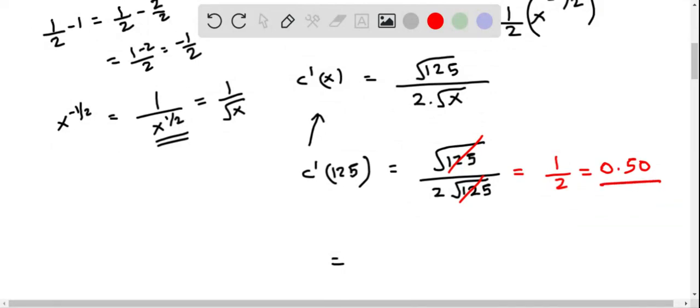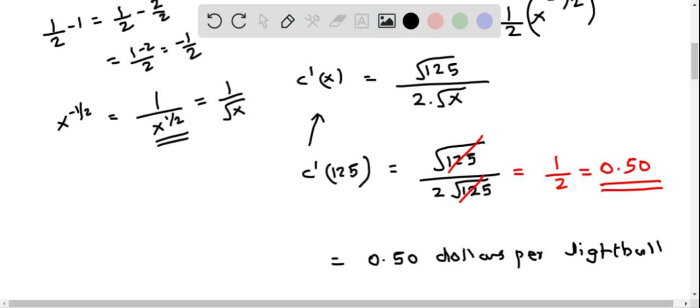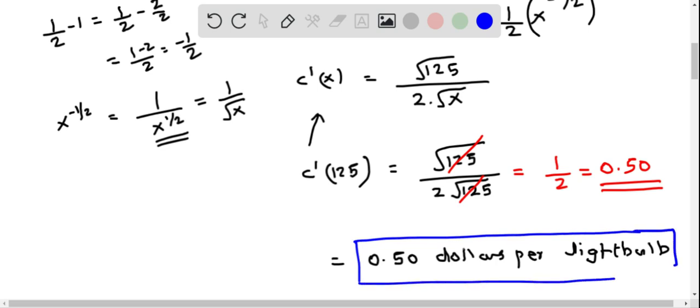So this is the instantaneous rate of change of the weekly cost for 125 bulbs. And let's write this down in units. The cost is measured in dollars, so it is dollars per light bulb. And this is the instantaneous rate of change of weekly cost for 125 light bulbs.